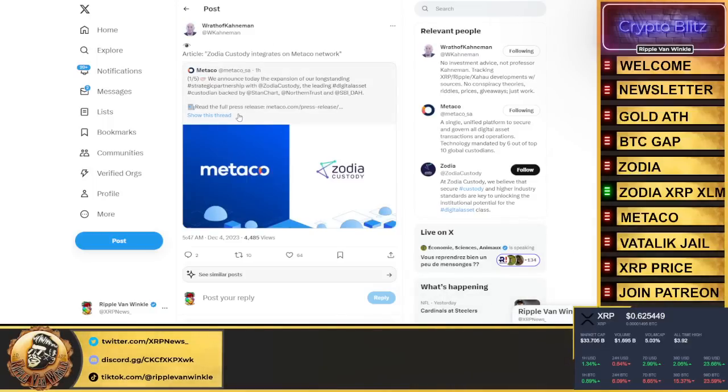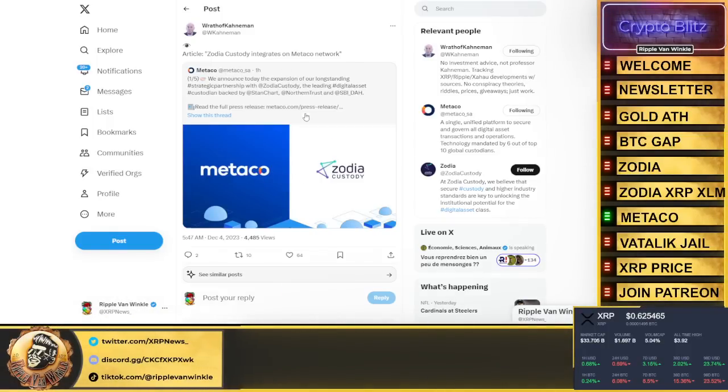Rath put this article out: ZODIA Custody integrates on Mateco's network. I mean, Ripple is really lining up the dots here, right? They're doing everything they can to push this industry forward, to get the custody that we need behind trusted partners. This is going to be huge. These two coming together, and not only do we see XRP is going to be connected to this, we know XLM, we know Bitcoin, we know Ethereum. They are looking to become a one-stop shop.